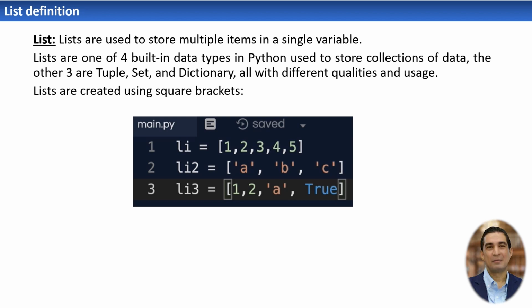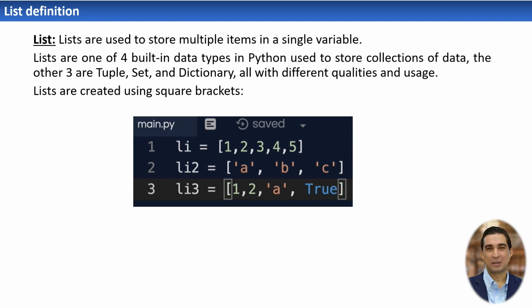Lists in Python are versatile. They allow us to store multiple items in a single variable. Lists are just one of the 4 built-in data types in Python meant for storing collections. We also have tuples, sets, and dictionaries.